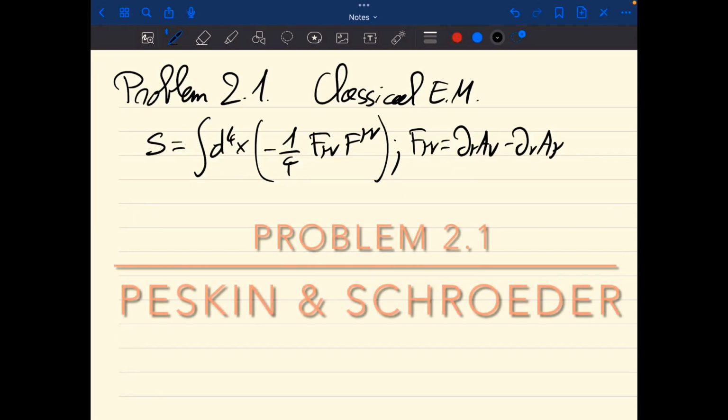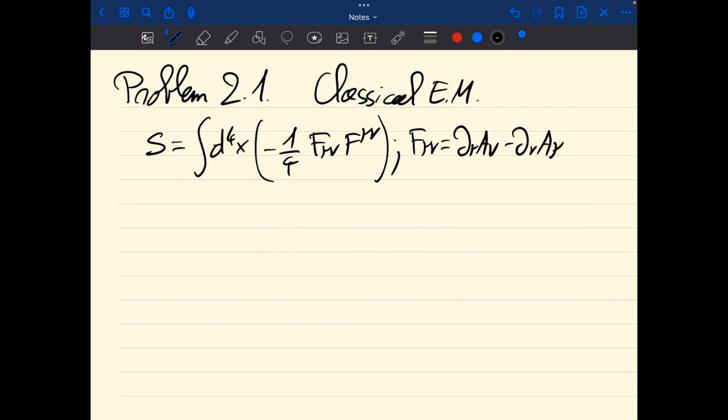So in this first problem, we want to derive the equation of motion of classical electromagnetism. So the action is given here. What we have here is the Lagrangian density, and F mu nu is defined here as an antisymmetric tensor. In order to derive the equation of motion, we will use the Euler-Lagrange equation, which is in this case given as so, the derivative of the Lagrangian density.